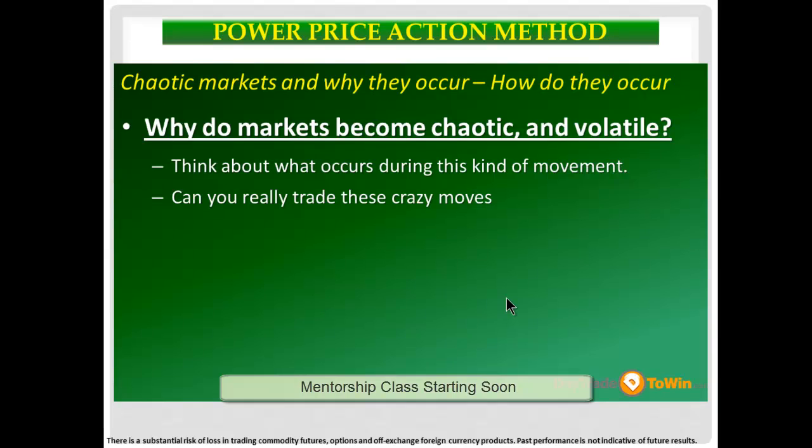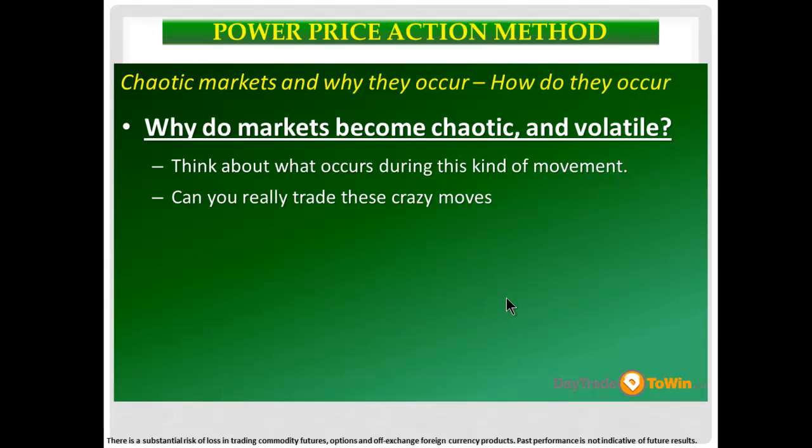Think about what occurs during this kind of movement. Can you really trade these crazy moves? The market is chaotic, it's volatile. You should understand when it is and when it's not chaotic and volatile. Think about what's happening. You really can't trade these kind of crazy moves.